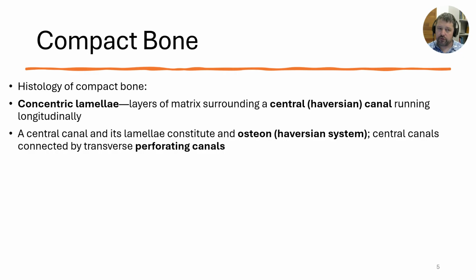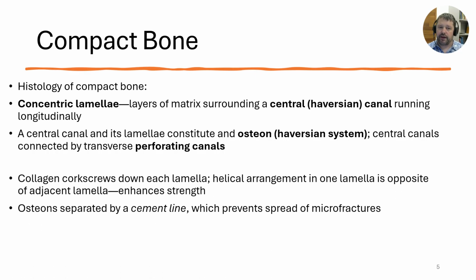But then you have these concentric lamellae that run around it. And together the concentric lamellae and the canal make up an osteon. And so we often call that circular region the osteon. And you can have some connection between canals, between osteons, across from each other, and then you can have some building around the outer edge. But important to the construction of an osteon is when these lamellae are laid down.